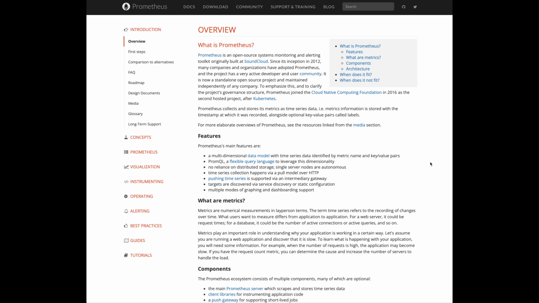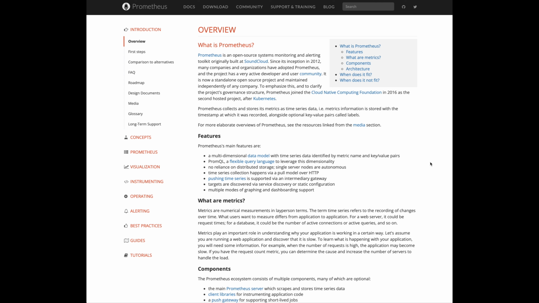So what are metrics? Metrics are numerical measurements in layperson terms. The term time series refers to the recording of changes over time. What users want to measure differs from application to application. For a web server, it could be request times. For a database, it could be the number of active connections or active queries, and so on. Metrics play an important role in understanding why your application is working in a certain way.